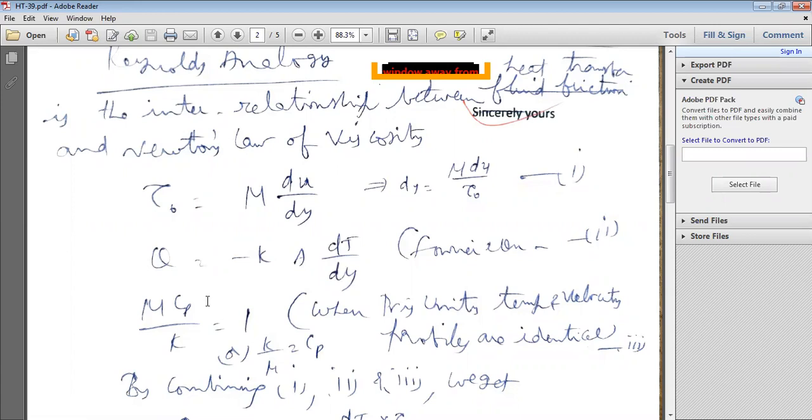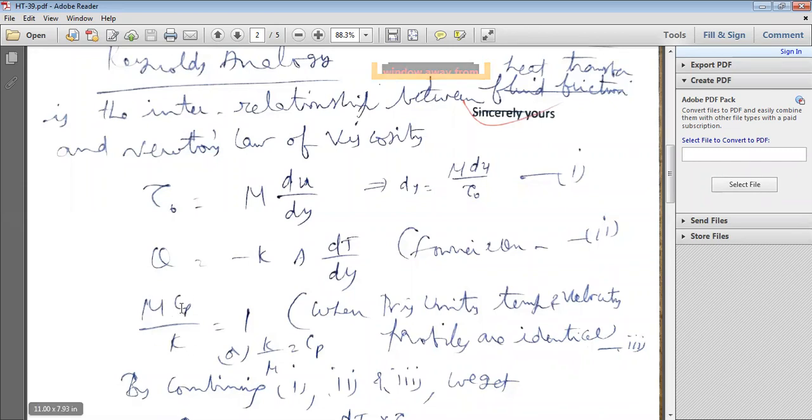And mu Cp by K is the Prandtl number, that is with respect to convection. How do you calculate Prandtl number? Mu into Cp by K: mu, dynamic viscosity, Cp, specific heat, K, thermal conductivity. When the Prandtl number is unity, the temperature and velocity profiles are identical.